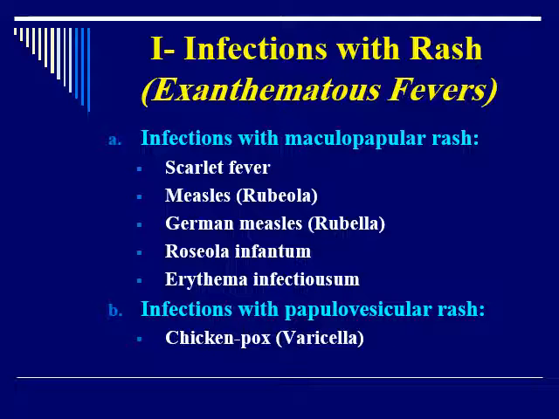According to the type of rash, exanthematous fevers are classified into infections with maculopapular rash and infections with papulovesicular rash. Maculopapular rash includes scarlet fever, measles, German measles, Roseola infantum, and erythema infectiosum. And as an example of infection with papulovesicular rash, we will study chickenpox or varicella.